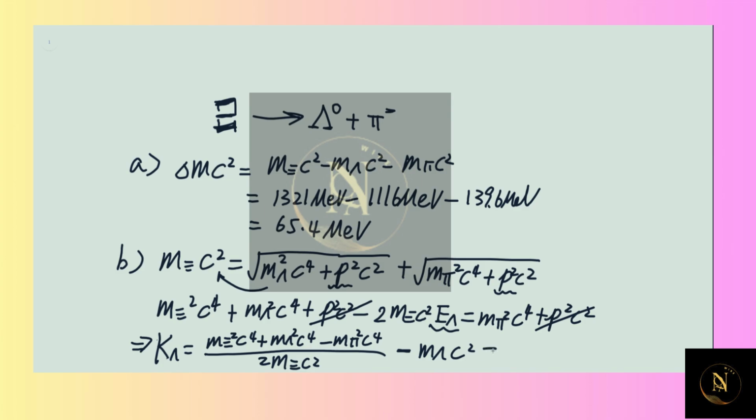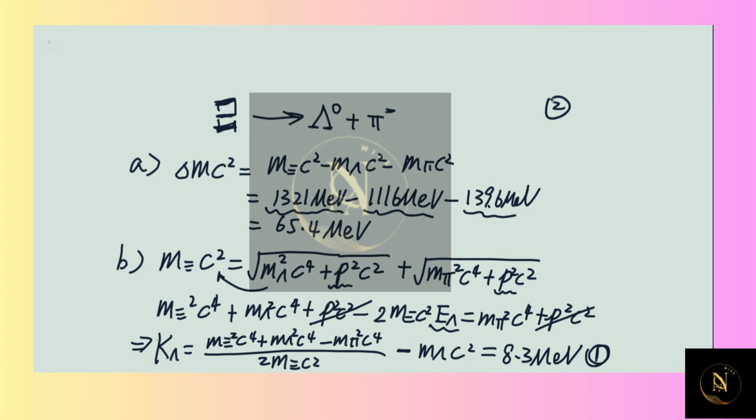This is a kinetic energy, and again, we have all these numbers. We know what the mass of Z is, we know what the mass of lambda is, we know what the mass of pi is. If we plug these into this equation, we will get that the kinetic energy carried by lambda is 8.5 MeV. So this is our equation.